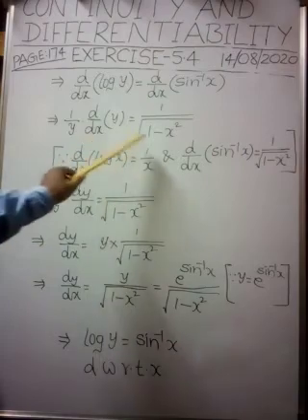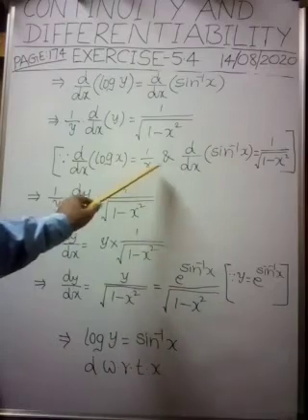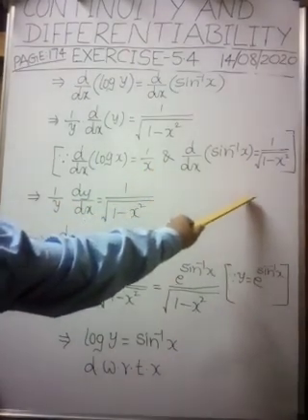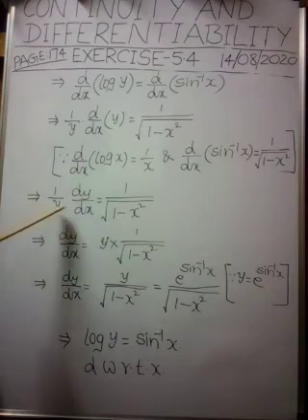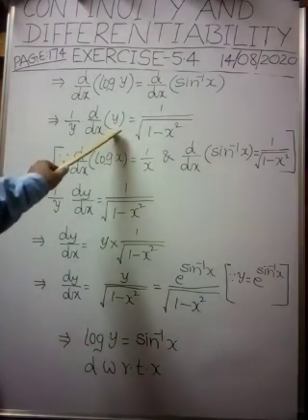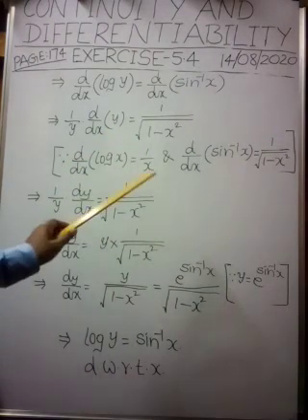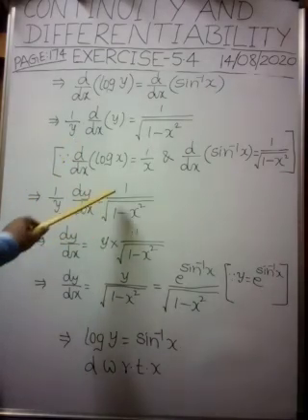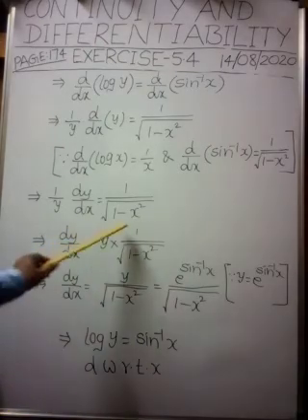So because d by dx of log x is equal to 1 by x and d by dx of sine inverse x is equal to 1 by root of 1 minus x square. Understood this step, my dear children? This implies 1 by y into d by dx of y. What is meant by d by dx of y? dy by dx only. So I am not writing that step here. Directly I am writing 1 by y into dy by dx is equal to 1 by root of 1 minus x square. Understood this step?